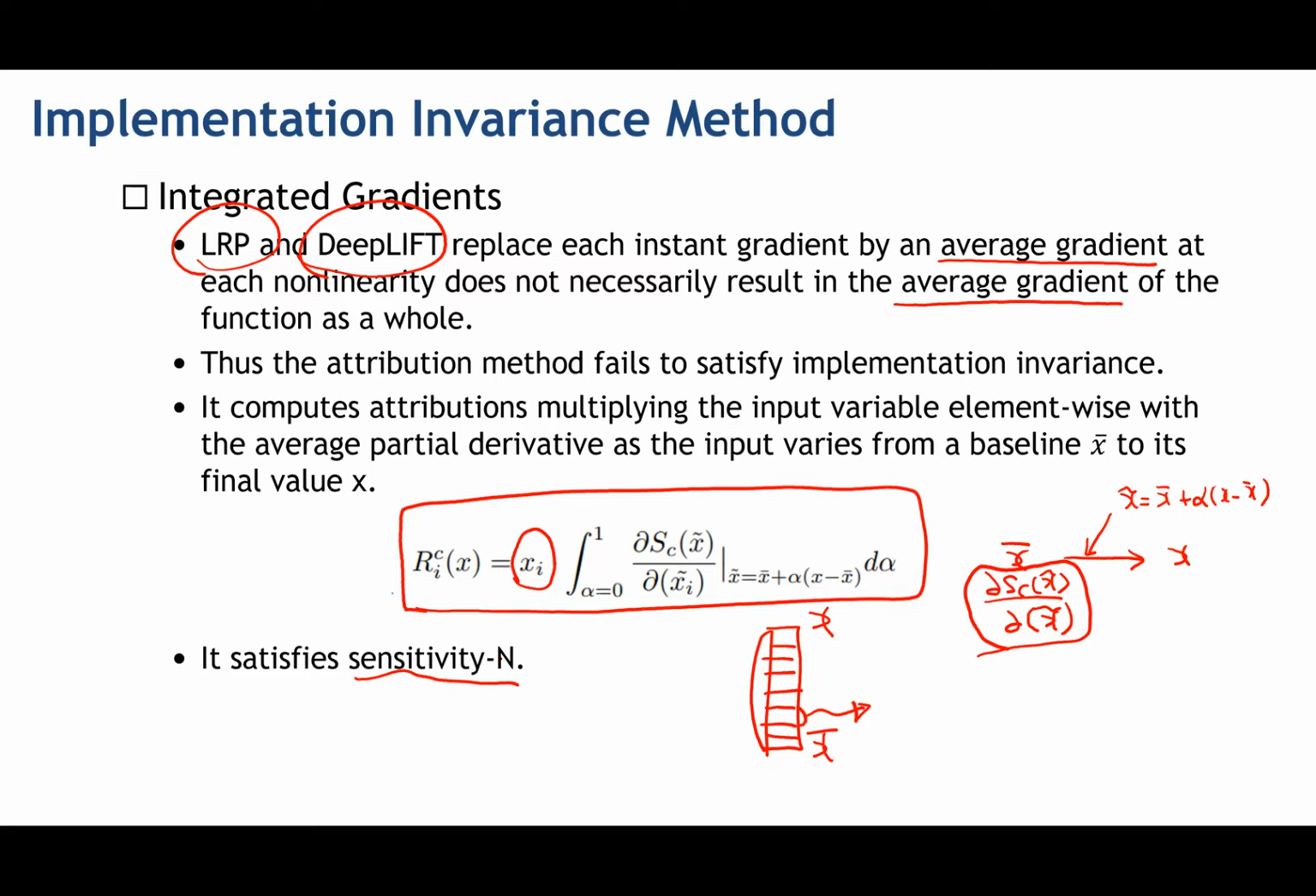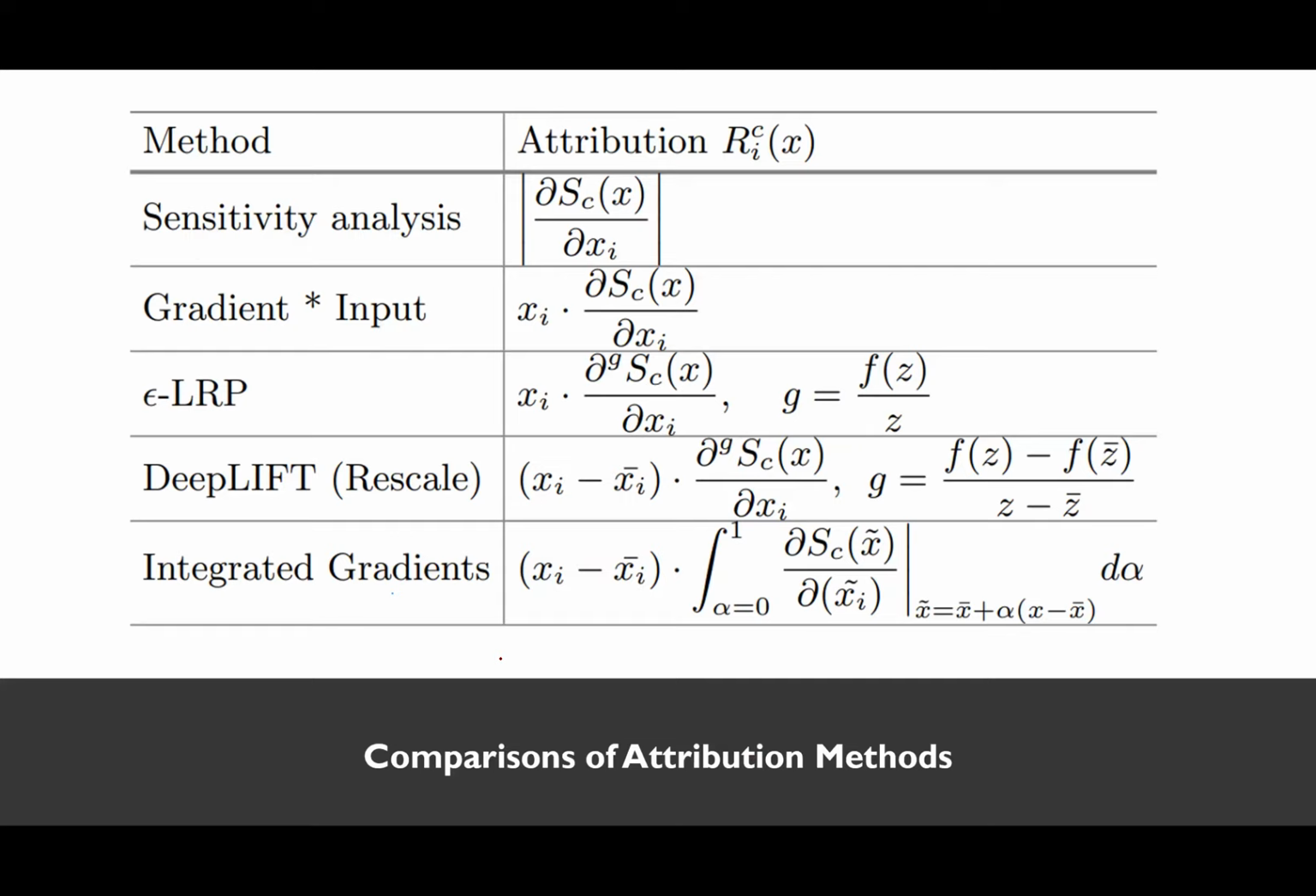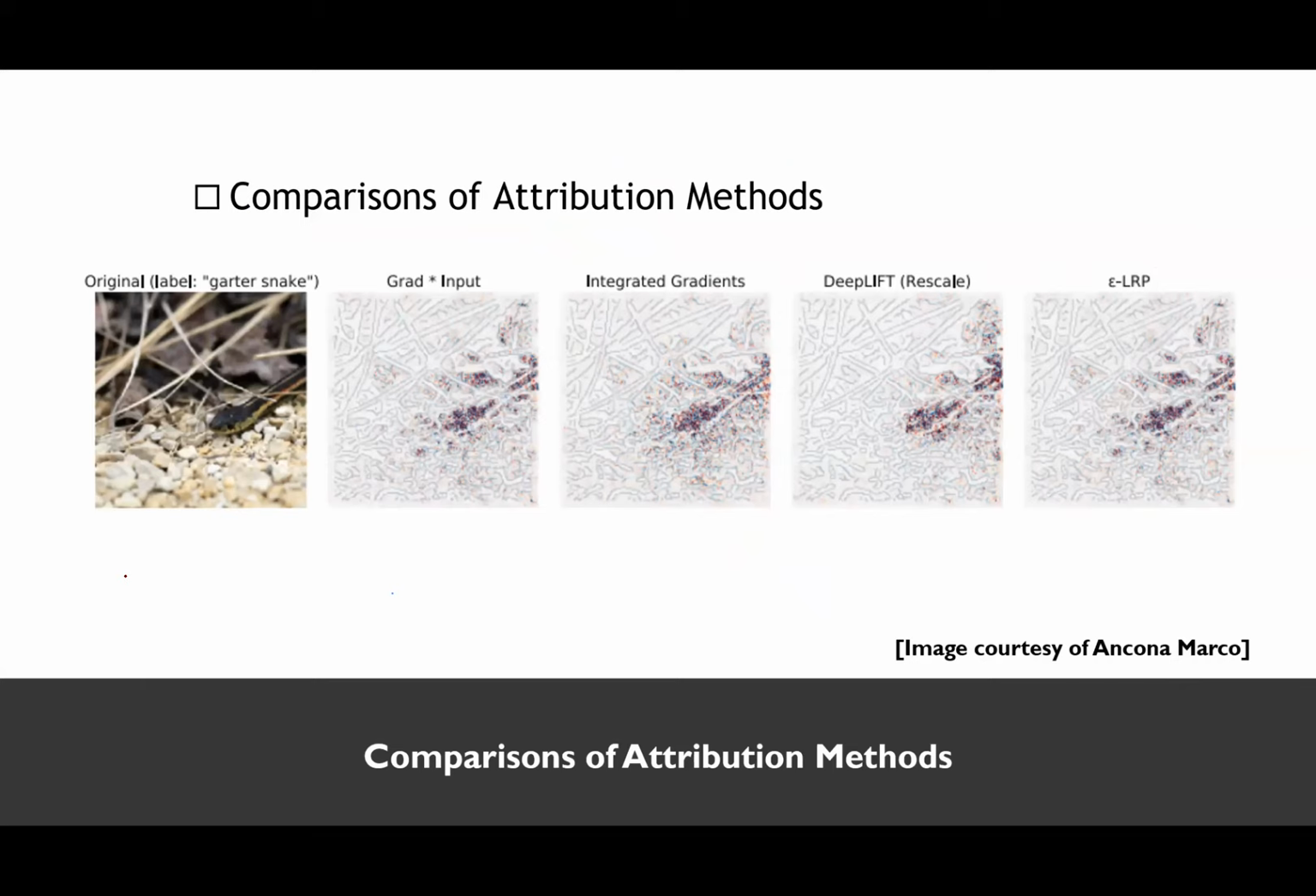So we can compare the attribution methods: sensitivity analysis, which just takes the absolute value of the gradient, gradient times input, epsilon LRP, DeepLIFT, and integrated gradient. As we say, integrated gradient satisfies the sensitivity n property, which is good. If you apply the comparison across the different methods, gradient times input, integrated gradient, DeepLIFT and epsilon LRP, you can see epsilon LRP has some error, and DeepLIFT also has some error.